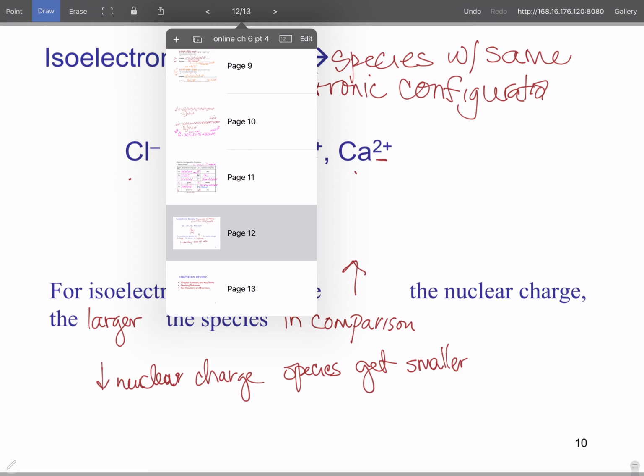However, before we do this, and I usually do this, so I'm going to add in a page real quick. We're going to play name that species. So if I give you something that has a 2- charge and it has a krypton core, you be working on that one while I come up with another one.